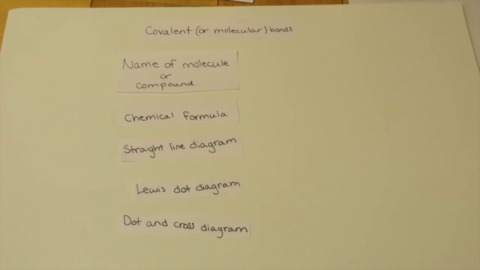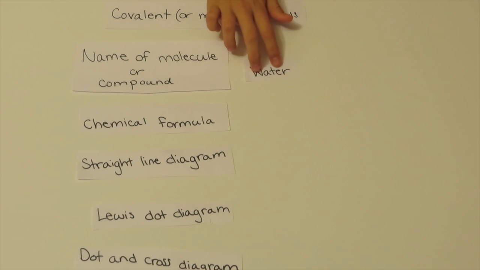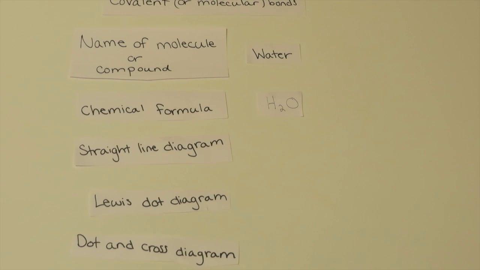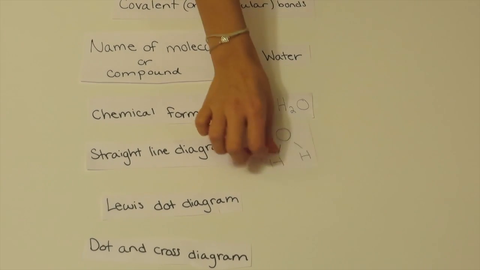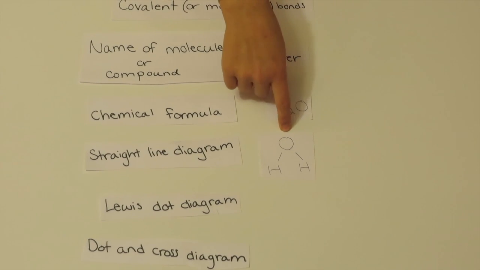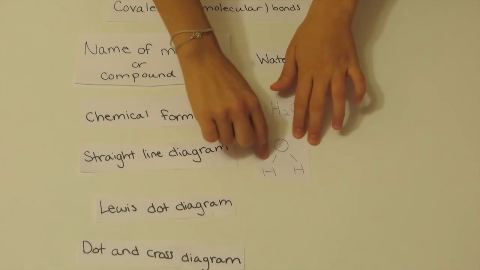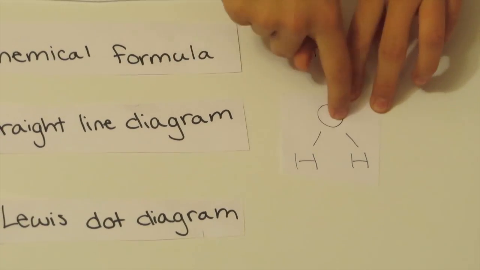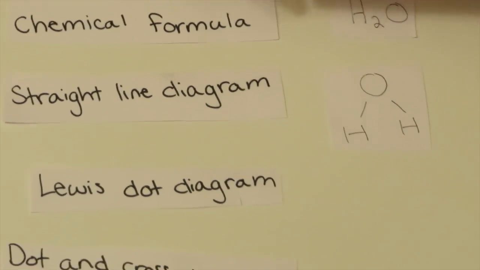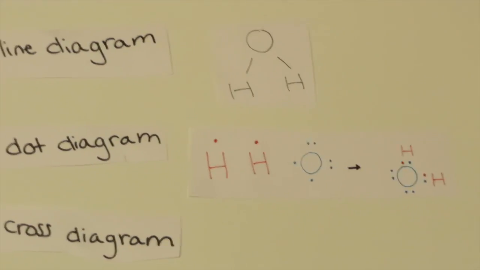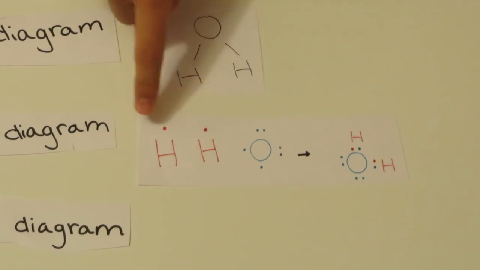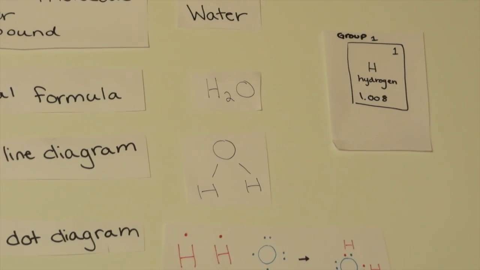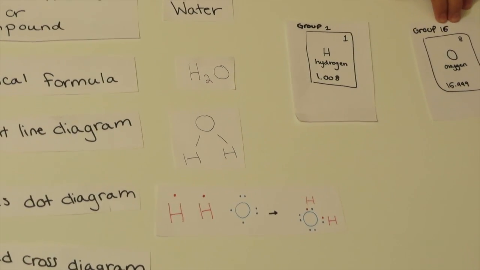A common covalent bond and one that shares 2 different elements is water, or H2O. The straight line diagram would be this because there's 1 oxygen and 2 hydrogens. You see these lines represent the 2 electrons that they share. You can see that more clearly in the Lewis dot diagram. Each hydrogen has 1 electron, and each oxygen has 6 electrons, as you can see in the group 16.